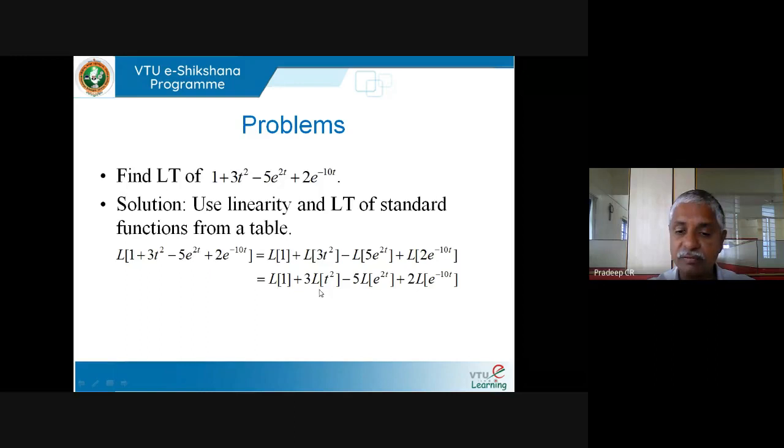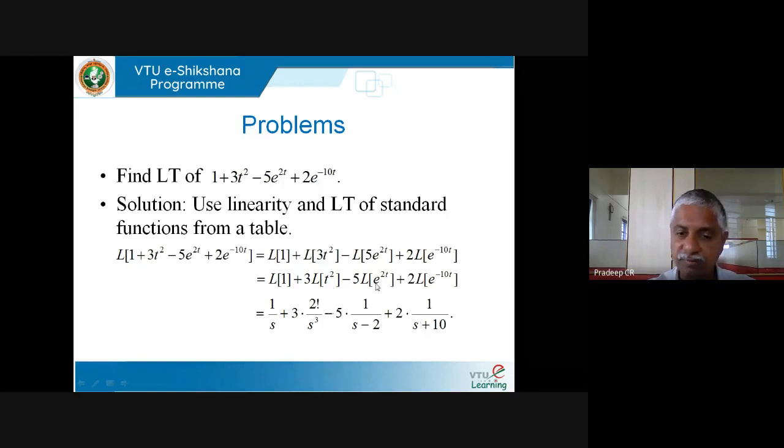Laplace of each of these functions I know. Laplace of 1 is what? I know it from the Laplace table. It is 1 by s. So I'll write that, 1 by s. Similarly, Laplace of t square is 2 factorial by s cube. Laplace of e power 2t is 1 by s minus 2. Laplace of e power minus 10t is 1 by s minus a. Minus a is minus 10, so a is 10, giving 1 by s plus 10.